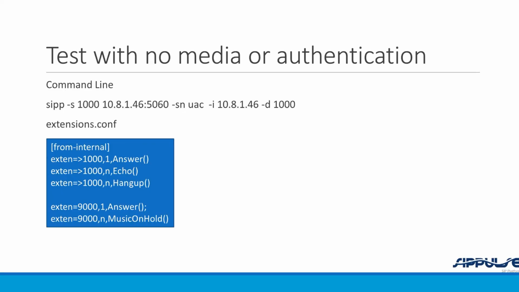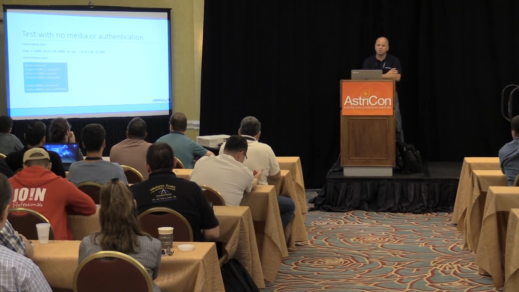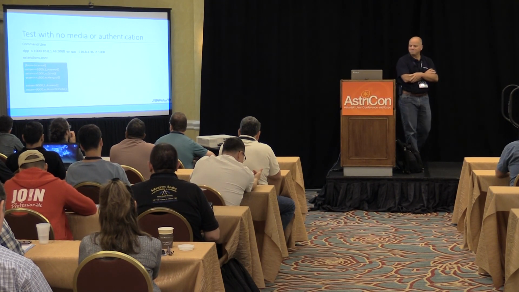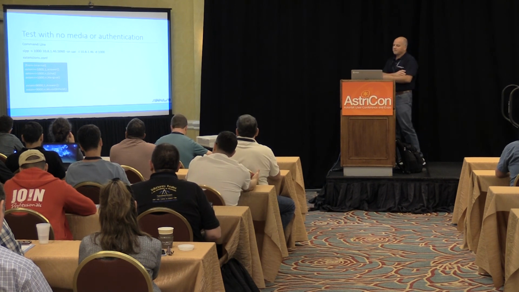Okay, tests with no media or authentication. So we are using SIPp. The dial plan is very, very simple. It's just an echo test, and we have another extension just for the audio quality that is music on hold. So it's quite a simple test. If you want to do it, you can do it on your own server very easily. It's just a matter of installing SIPp. I have used version 3.5.1 to make this test.